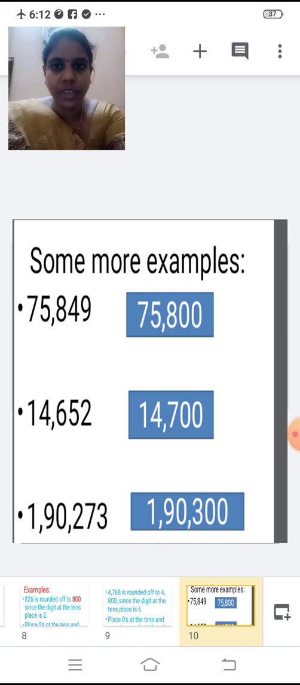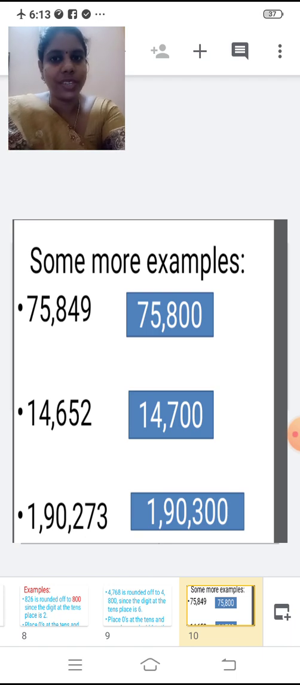So 75,849 is rounded off to 75,800. We'll see the second example now. 14,652. To round off this number to the nearest 100, look at the digit at the tens place.